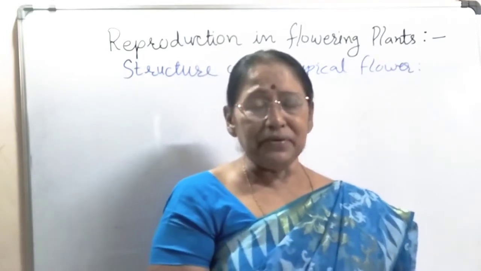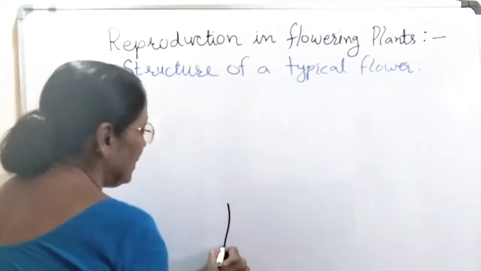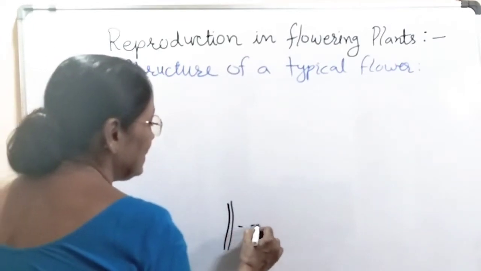Now we see the different parts of the flower. The stalk of the flower is called pedicel. So this is the pedicel.